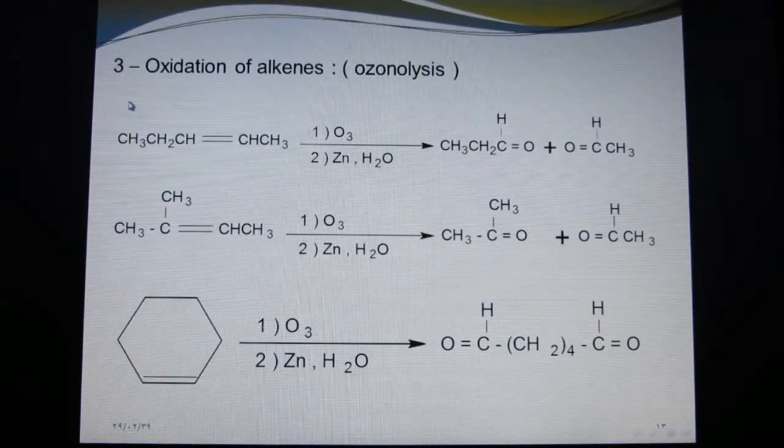Oxidation of alkenes, as we took in the previous chapter, the alkenes chapter, we find that ozonolysis must give me 2 products: 2 aldehydic compounds, or 2 ketonic compounds, or 1 aldehyde and 1 ketone compound. So we took also this reaction before.